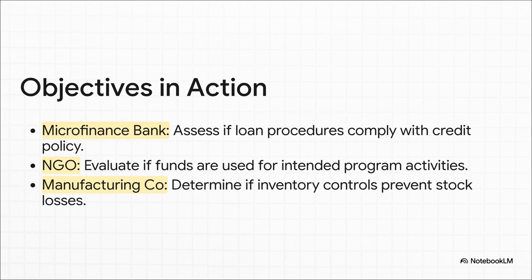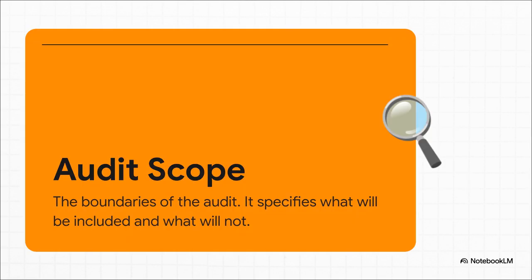That's the key. All right, so if the objective is our destination, then the audit scope, well, that's our detailed map. The scope draws the lines on that map. It sets the boundaries. It tells you exactly which departments, which time periods, which systems are going to be part of the review. And, just as important, it tells you what's not included, what's out of bounds. This is huge for preventing confusion down the line.